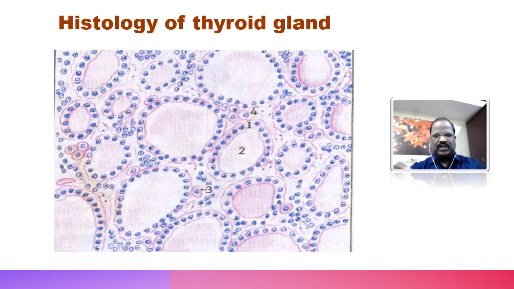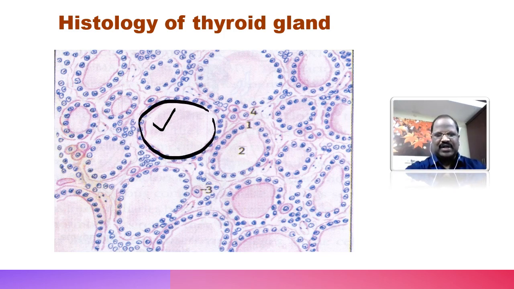We know the functional unit of the thyroid gland is the follicle, because within the follicle only, thyroid hormone gets synthesized and stored. So the thyroid follicle is called the functional unit of the thyroid gland. But you should also note down one more point.